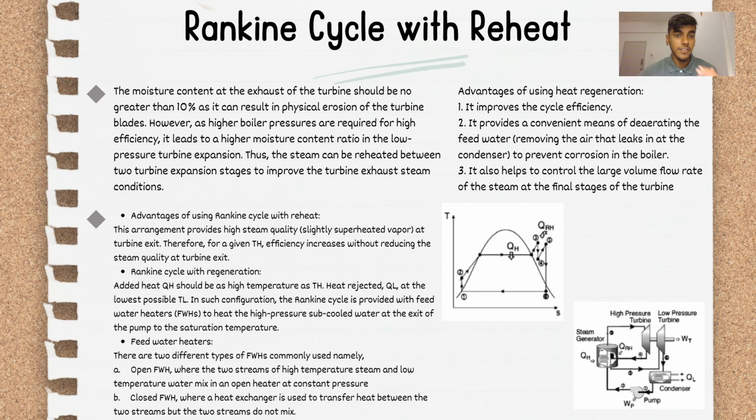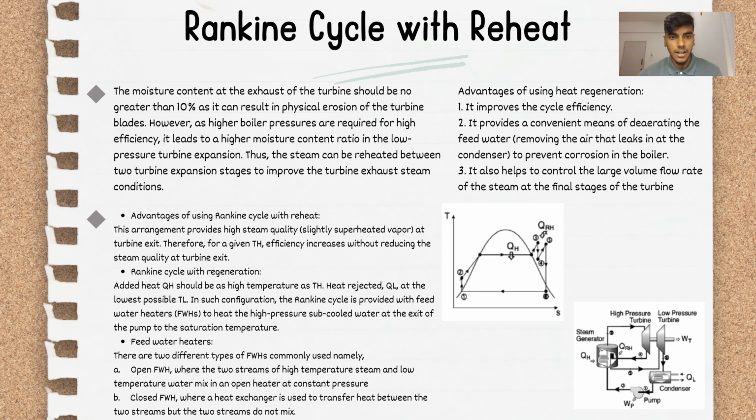Here we can see the advantages of using Rankine cycle with reheat. This arrangement provides high steam quality at turbine exit. Therefore, for a given temperature at source, efficiency increases without reducing the steam quality at the turbine exit.